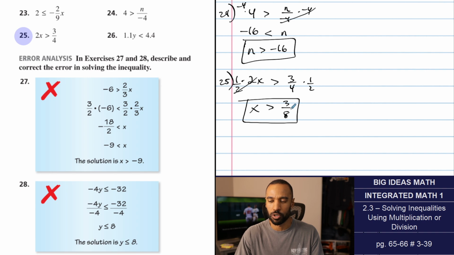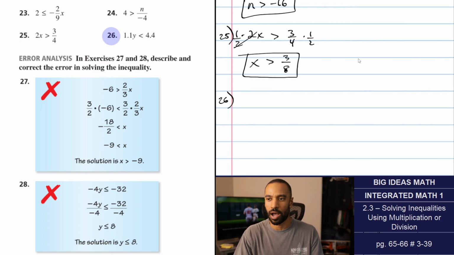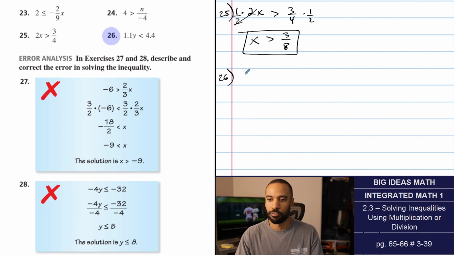You multiply 3/4 by 1/2, this is what you get. And number 26, we get 1.1y, or we have 1.1y is less than 4.4.